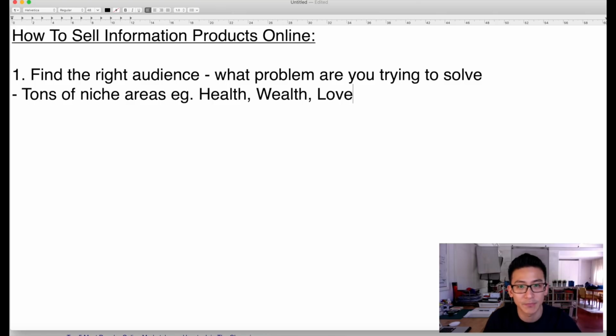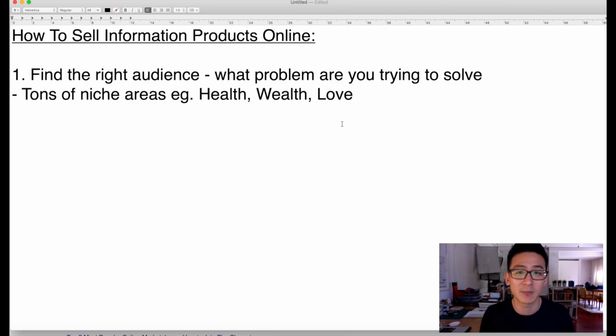These are the big ones. Within each of these categories, obviously there are a lot of subcategories that you can go after. But if you want to think about different audiences all over the world that might want to buy information products, then health, wealth, and love are really the big ones. Again, within each category, there are really small subcategories. But remember that there are lots of different niche areas that people are very willing to spend money on.